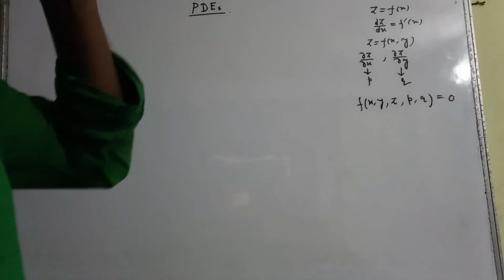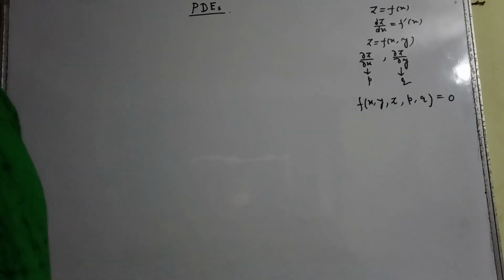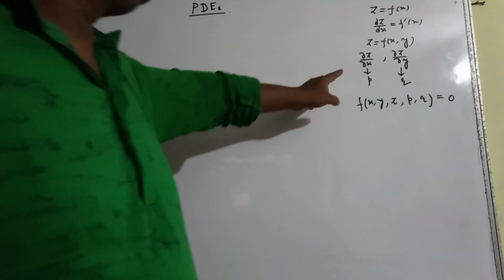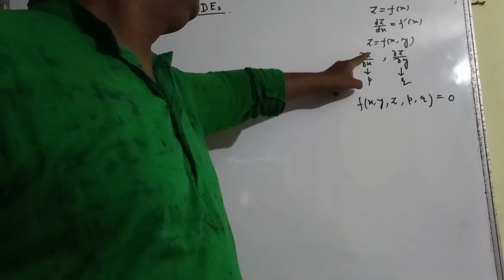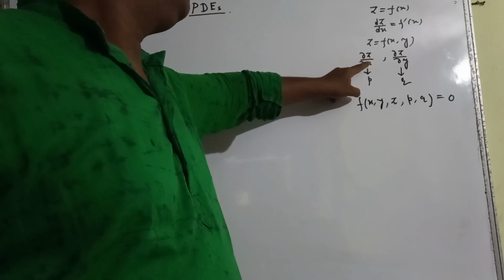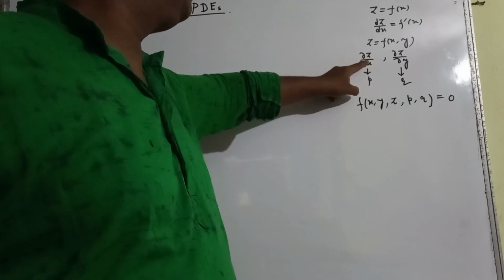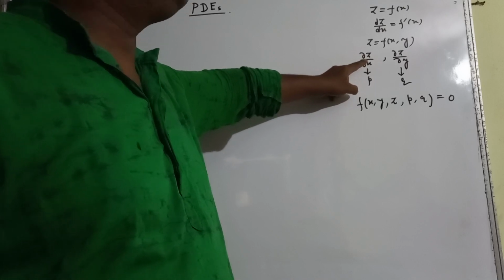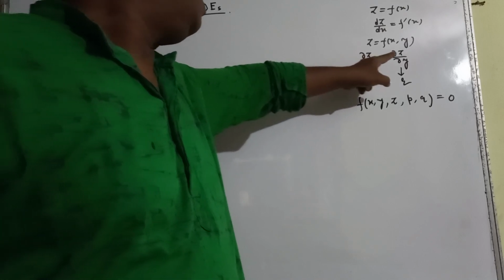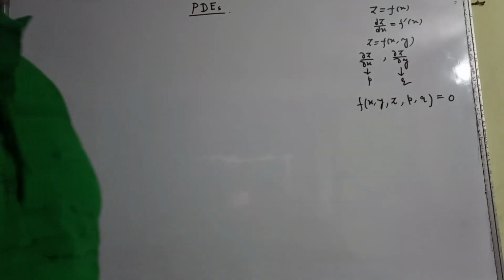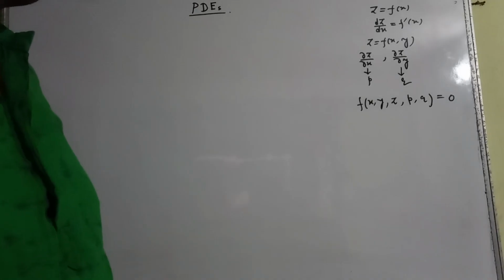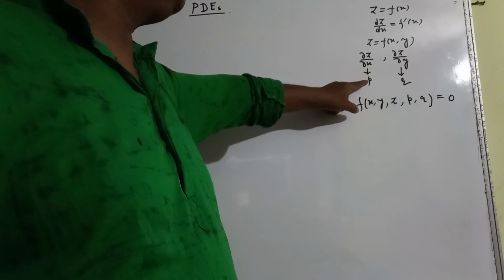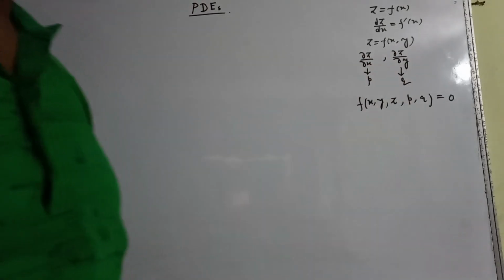When we differentiate z with respect to x, keeping y constant, the symbol is not d but del: del z by del x. In this case, we differentiate z with respect to x, taking x as variable but y as constant. And del z by del y is the partial derivative of z with respect to y, where we take x as constant. Generally, del z by del x is denoted by small p, and del z by del y is denoted by q.